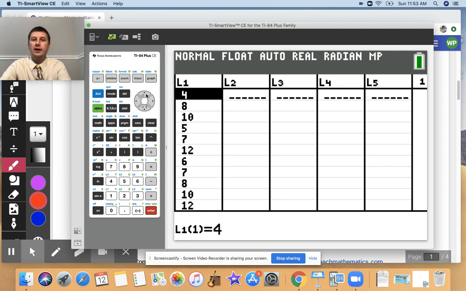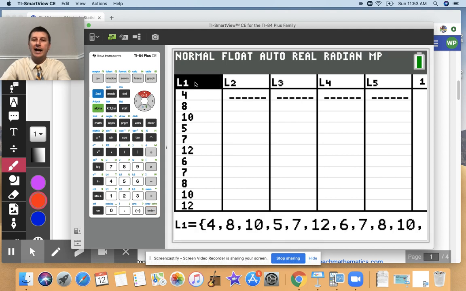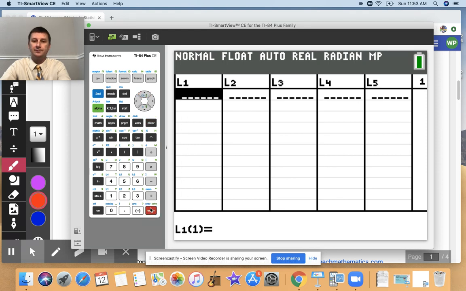So you want to click up, so L1 is highlighted. Then you're going to click clear. Again, if you click delete, the entire list will be deleted. It will go away. It's very tough to get it back. So we're going to just click clear and then enter. That clears out list 1. Now we're ready to enter our data values into list 1 for part B.